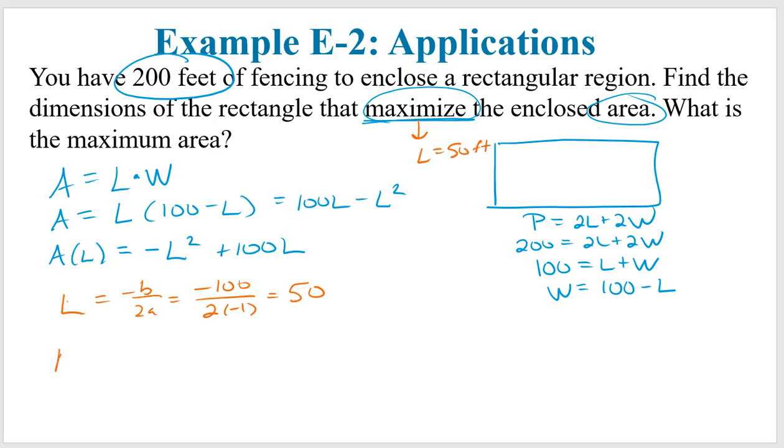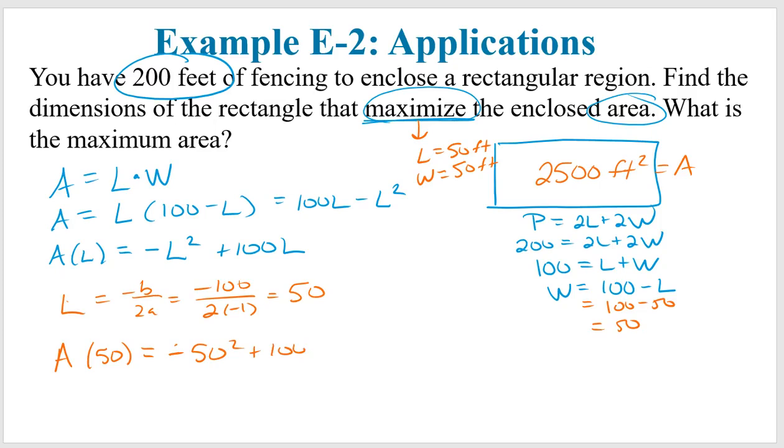And so if you want to, you can find the area by plugging 50 into the function, or if you're like me, a little lazy, I'm going to plug that in over here, and that's going to tell me that the width is also 50. And the area would be 50 times 50, which is 2,500 feet squared. That is my maximum area. And again, if you plug it into your function, which would give you negative 50 squared plus 100 times 50, you will also get 2,500 feet squared. So it doesn't matter which way you do it, you should get the same answer.